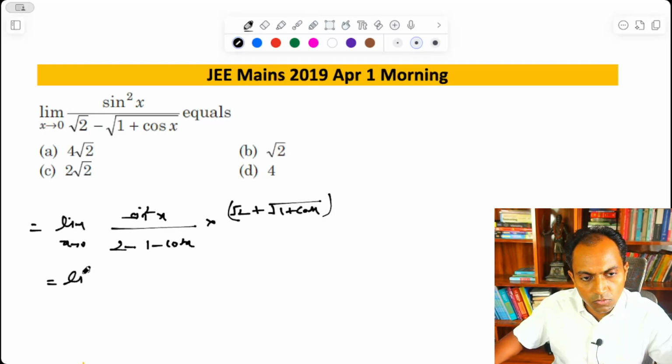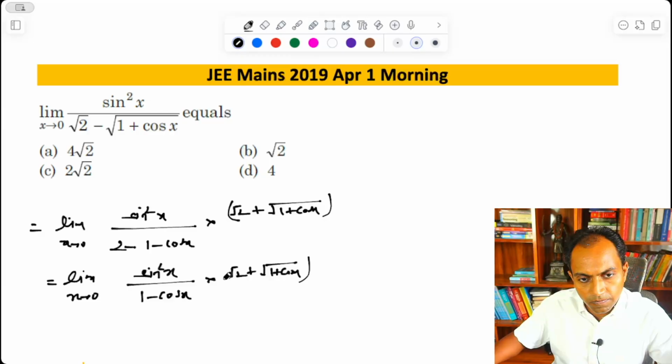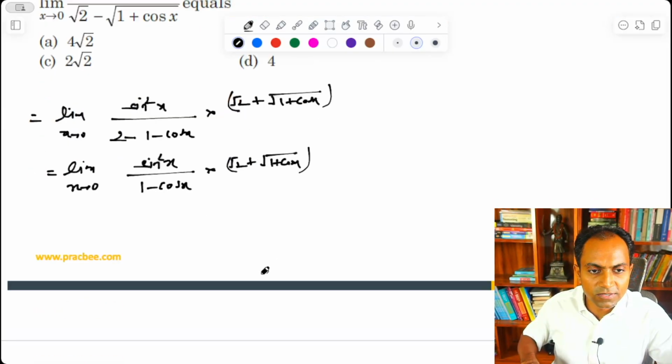So this comes out to be limit x tends to 0. And this is sine square x. This is 1 minus cos x. And this is root 2 plus root of 1 plus cos x. Now once we have this, we can simplify it further and get the final answer.